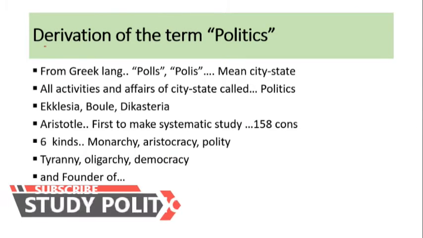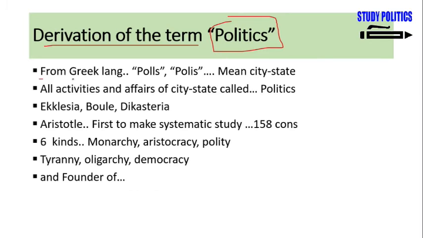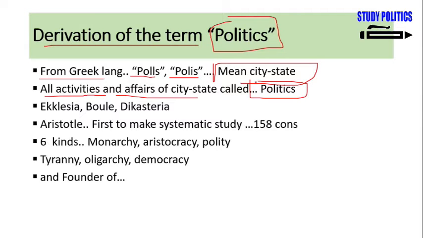First of all, we will see the derivation of the term politics, that how the term politics was derived. We all know that the word politics has been taken from the Greek language, and the origin of the word politics is polis, which in Greek means city-state. And all the activities and affairs of the city-state, the Greeks used to call politics. Now what do we mean by this?